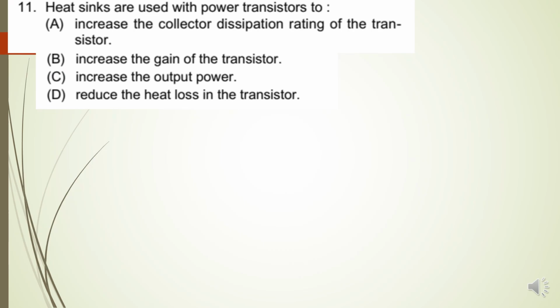Problem number 11. Heat sinks are used with power transistors to: A. increase the collector dissipation rating of the transistor, B. increase the gain of the transistor, C. increase the output power, D. reduce the heat loss in the transistor. The answer is option A. Increase the collector dissipation rating of the transistor.